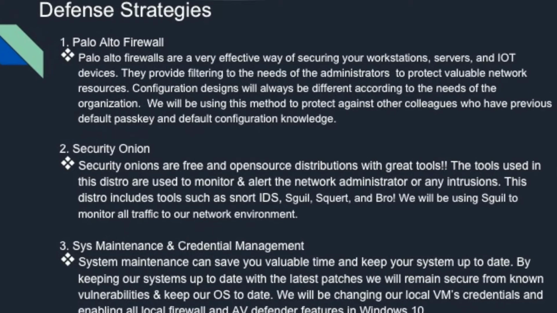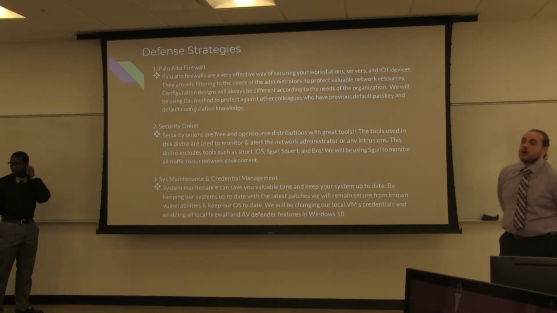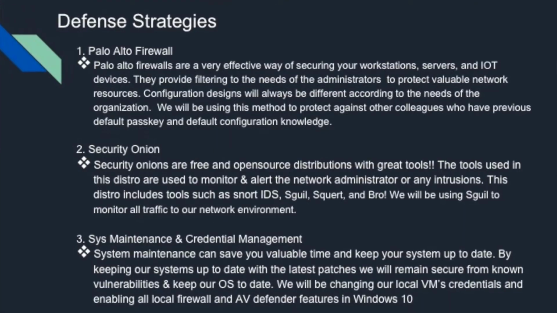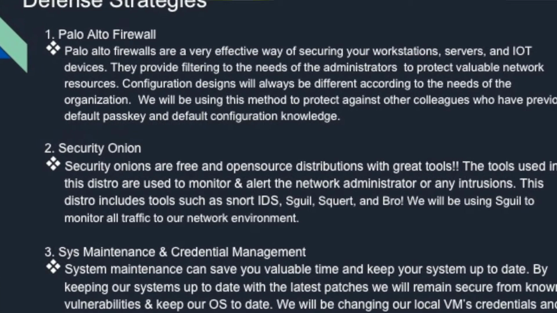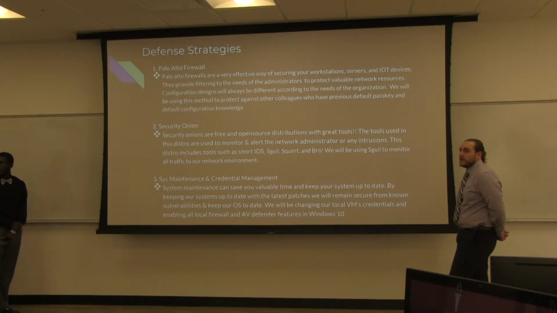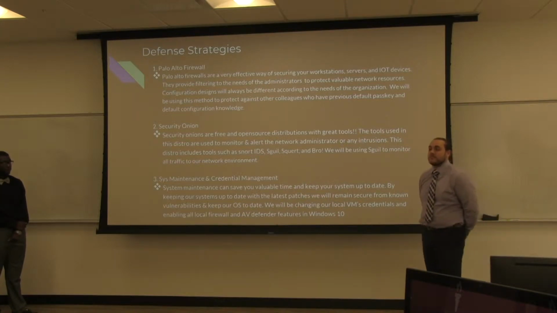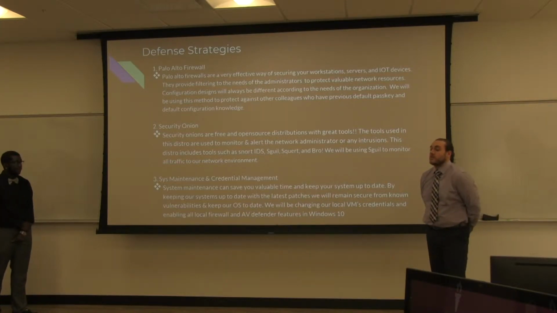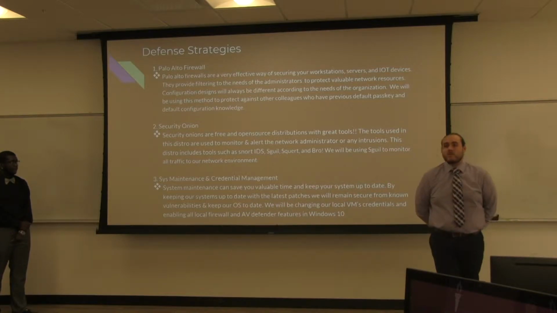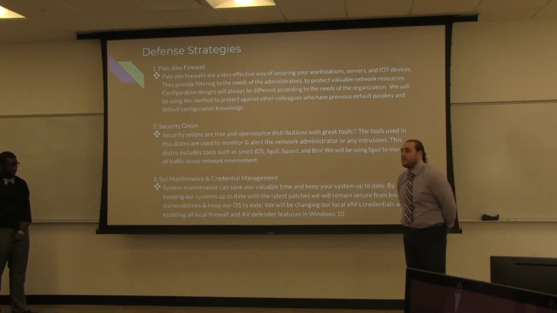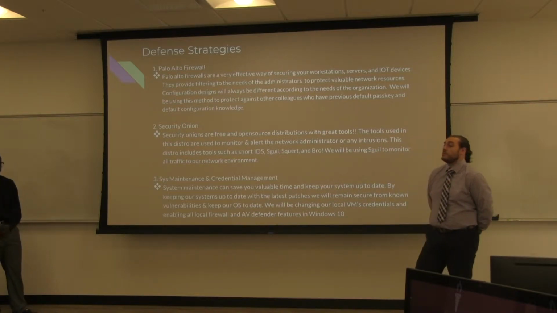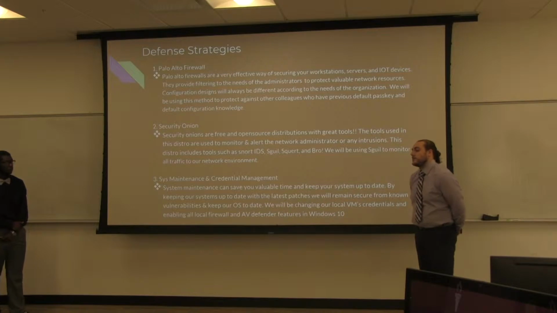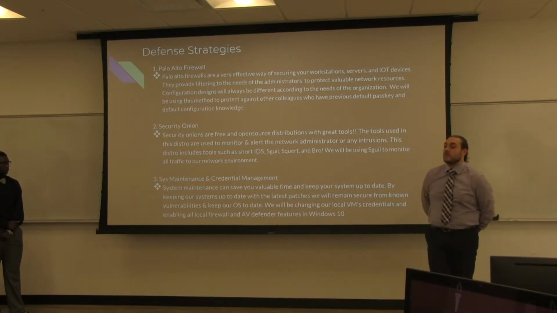So this is just going through and defining our defense strategies. Our first defense strategy was going to be Palo Alto, and Palo Alto is a very effective way of securing your workstations and IoT devices. They filter out anything from applications to traffic to packets, and they protect valuable resources on your network. Obviously, every configuration design is going to be different according to the needs of the organization and what they want to protect and how they want to go about it. There's 1,000 different ways you can protect an environment, but the design of the firewall is always going to be different depending on who's configuring it and the needs of the organization.